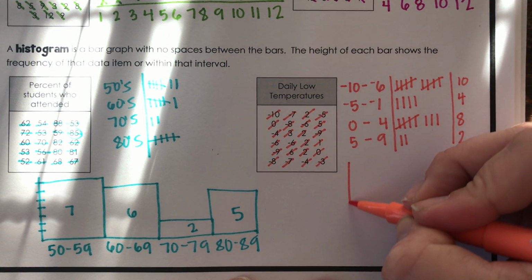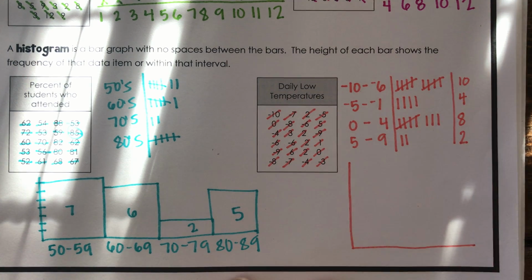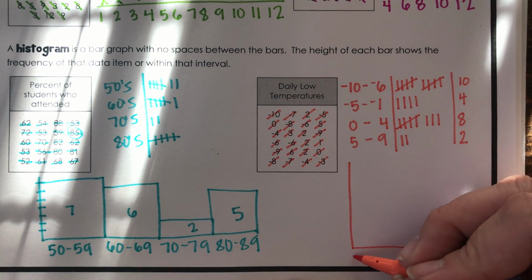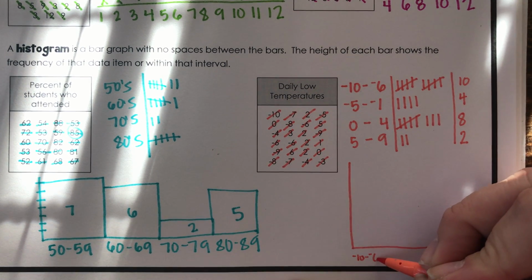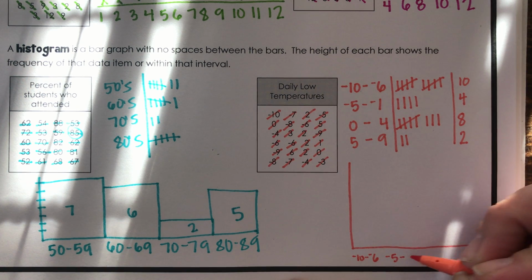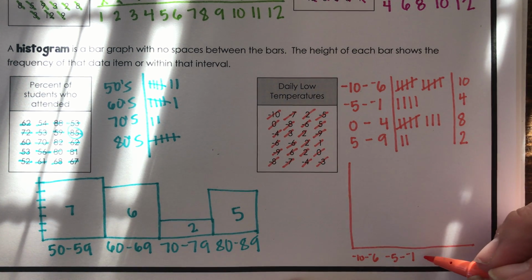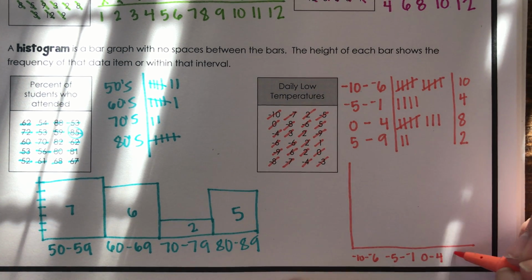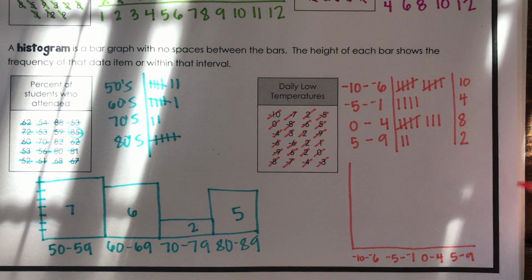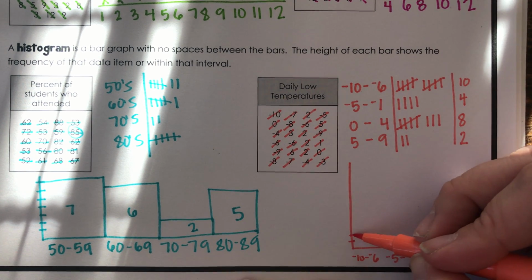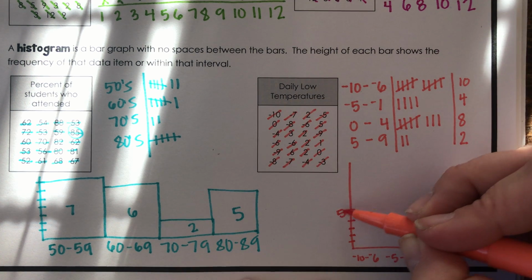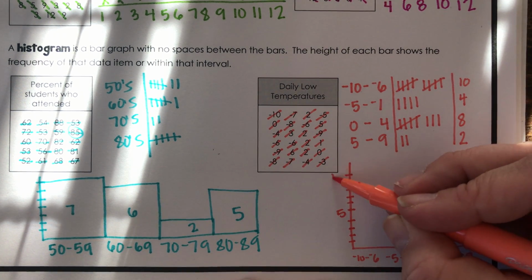So now when I make my histogram, my first range of temperatures, okay, and you could even go down if you wanted to and say, it doesn't matter, but this is negative 10 through negative 6, negative 5 through negative 1, 0 through 4, and 5 through 9. So then I need to go 1, 2, 3, 4, 5, 6, 7, 8, 9, 10.